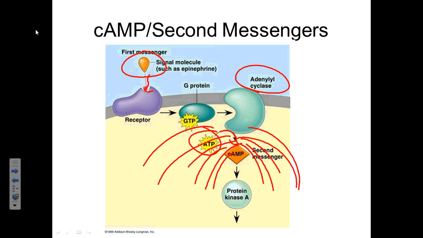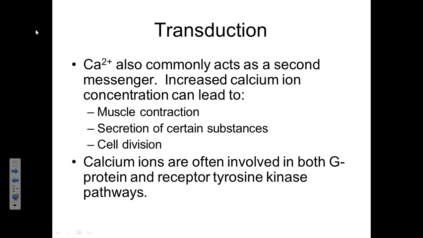All right, make sense? So transduction is a pretty complicated process, and it involves this whole cascade of phosphorylations where one protein turns on another, turns on another, turns on another. Pretty complicated. A couple of final points here. Usually when you hear the word secondary messenger, I want you to think of cAMP.